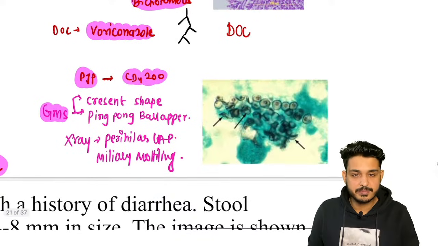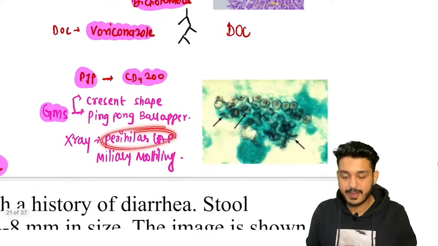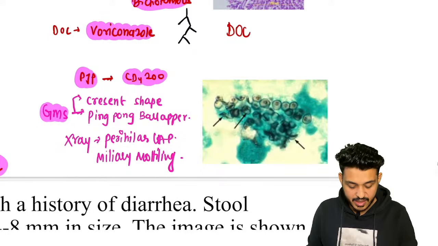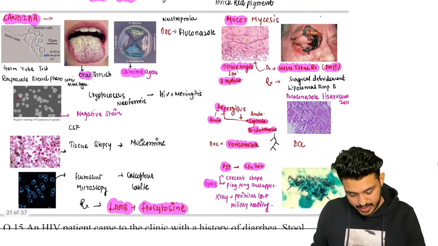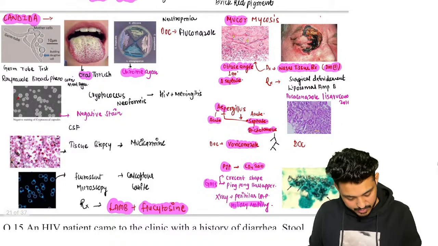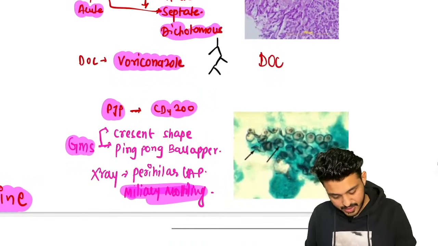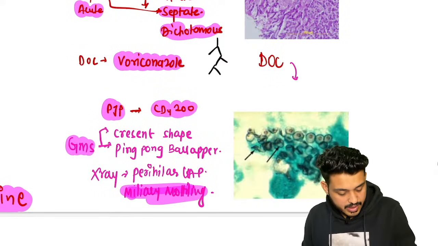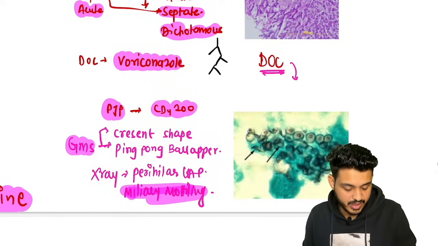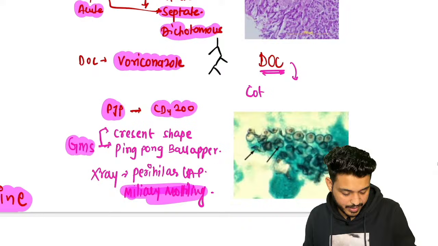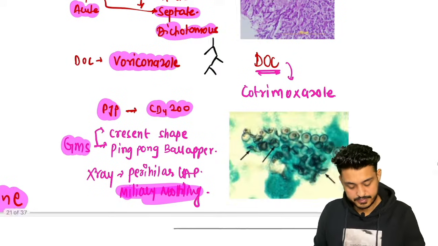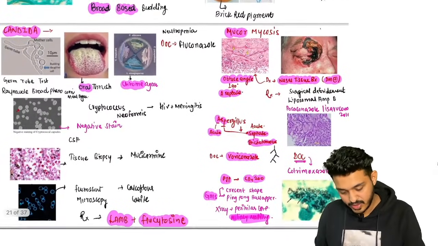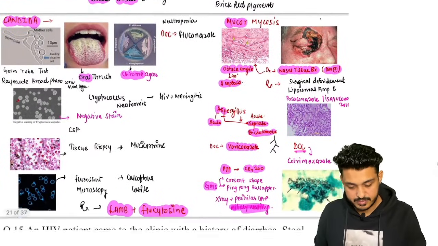Perihilar lymphadenopathy will be there, with miliary mottling. This is the thing you are going to have, right? This is the thing you have to remember, and the drug of choice for this particular one is going to be what? Cotrimoxazole. Cotrimoxazole, right? So this is about the fungus.